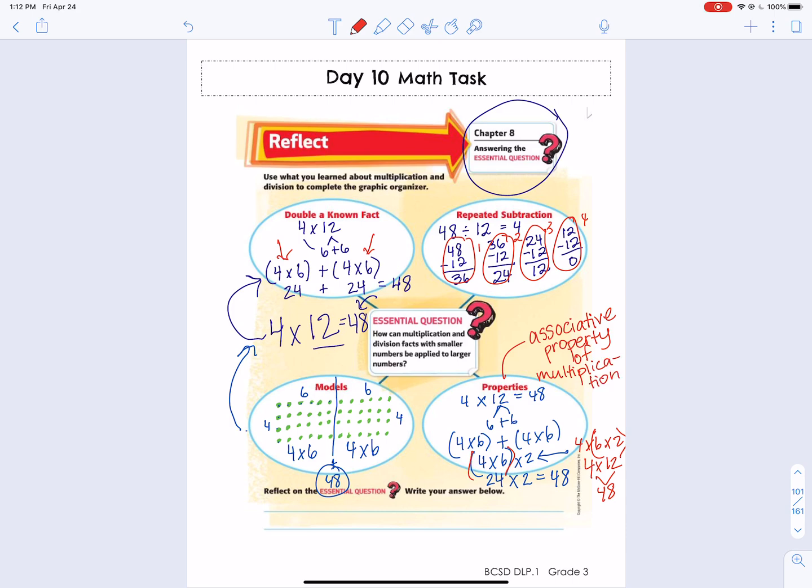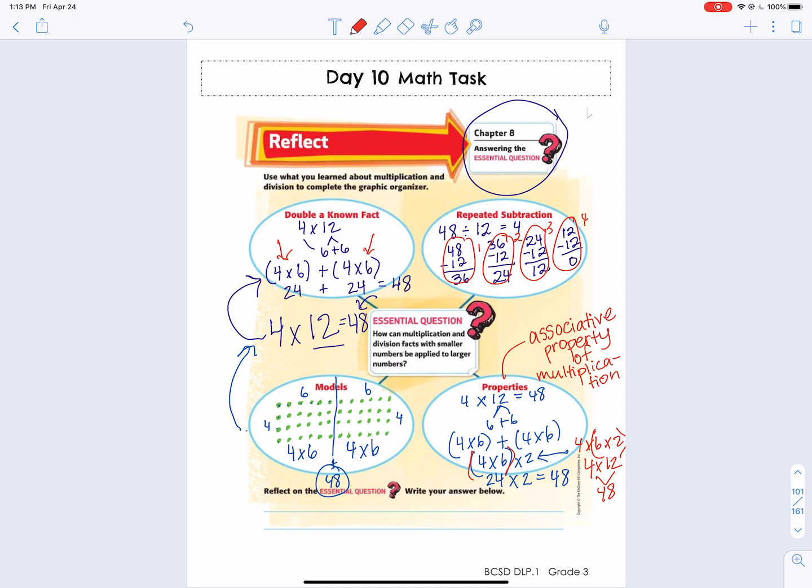So if you are not sure what they are talking about and you're like, I have no idea what the associative property is, that's the first time that I'm seeing that, Mrs. Whitman, I don't blame you at all. So you can go ahead and just fill in my explanation instead of your own if you're struggling with that.